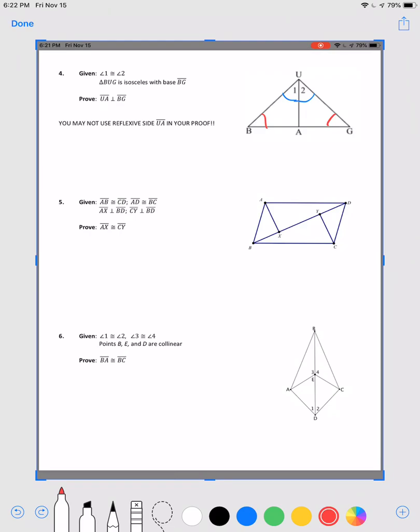So, at the moment, also notice, what I wanted to do was say that this side is congruent for both. And then we would be almost done there, because then we would say that the 2 triangles are congruent to each other by angle, side. Like this angle, and this side are congruent to this angle, and this side. But they explicitly tell us you may not use the reflexive side UA in your proof. So they don't want us to do that. They want us to prove it in another way.